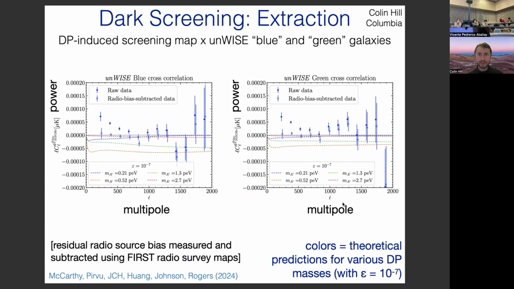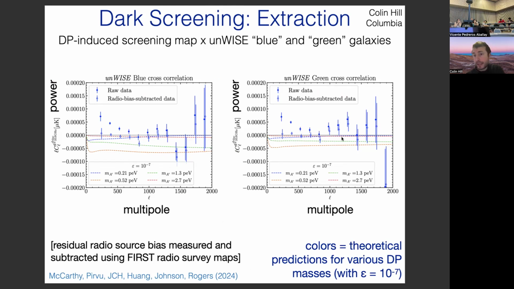So skimming past lots of hard work to clean out the foregrounds, the final results that we get are the empty circles shown on this plot. This is another plot that shows the power spectrum as a function of L, but now this is a cross power spectrum between the dark photon distortion map and the galaxy density map. And what you can see is that the empty circles are consistent with zero, so we don't detect a dark photon signal. And these are various theoretical predictions for different values of the dark photon mass and the coupling of 10 to the minus 7. So we don't detect anything in the blue galaxy catalog or in the green galaxy catalog.